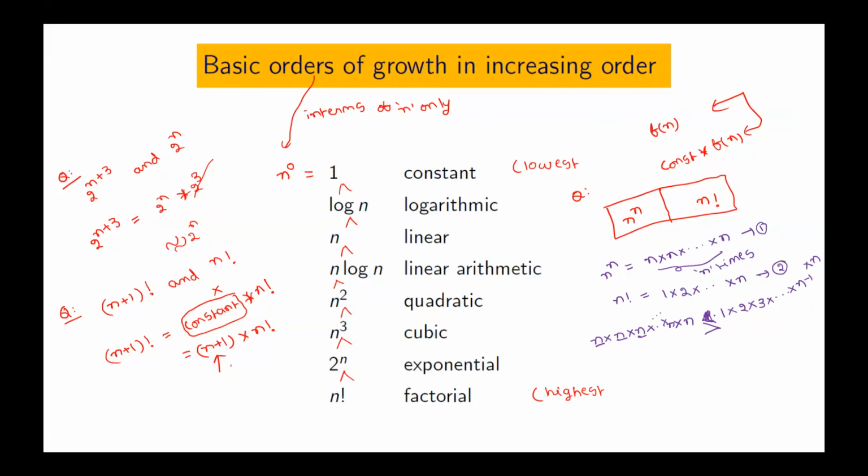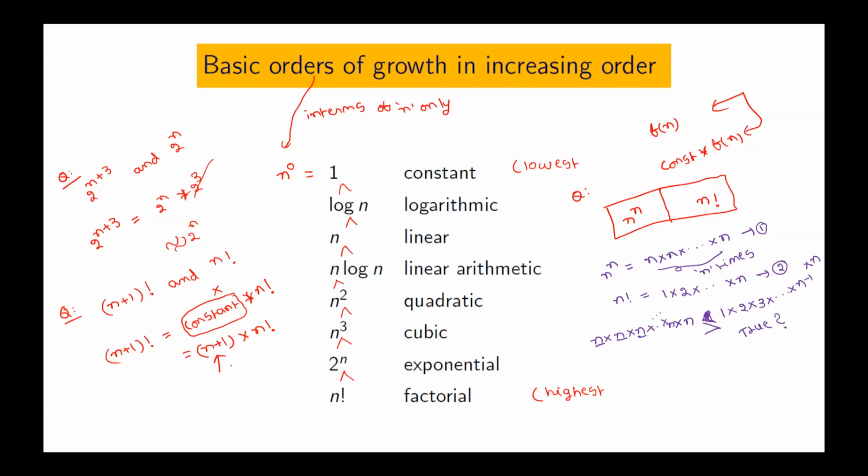So now is this correct? Because I replaced one n with 1, another n with 2, another n with 3, and so on. If I take any large value for n, is it more or less? Is this true or not? Yeah, it is true. Okay, any doubt at this point?